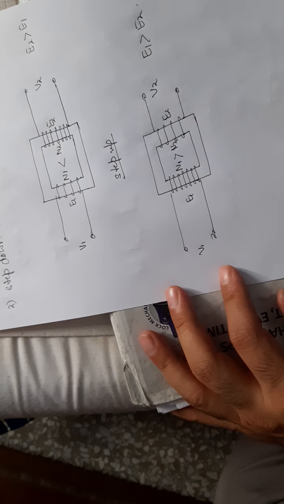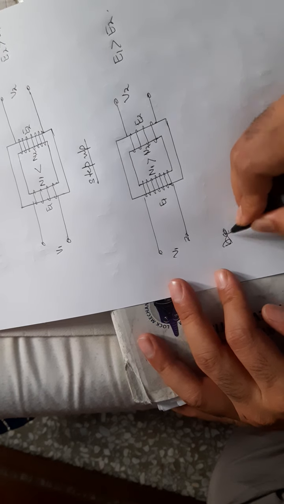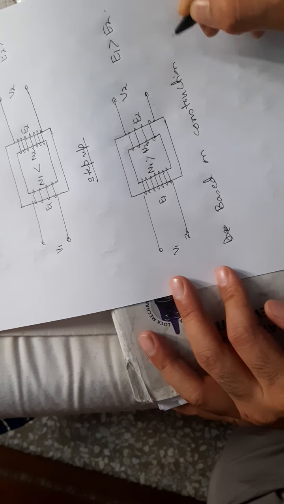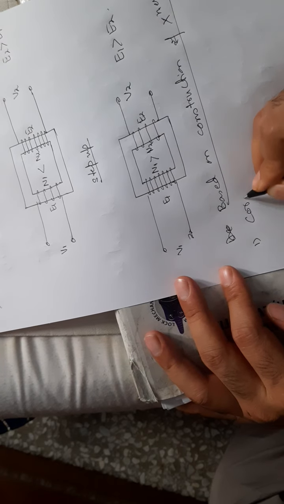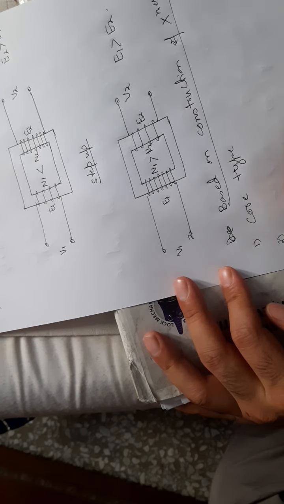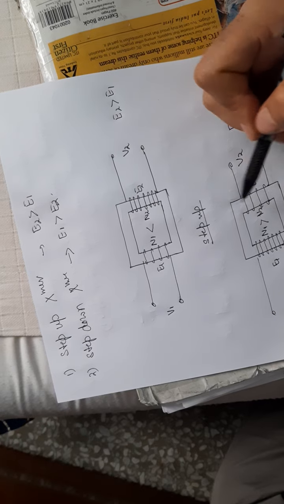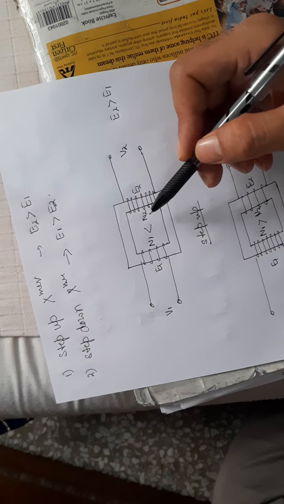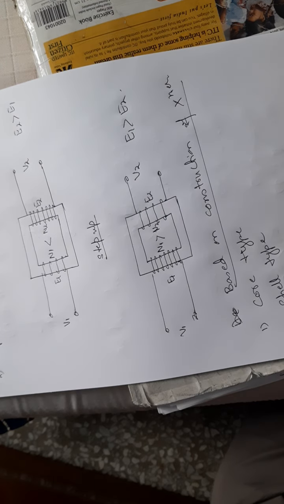Now I have another classification, which is based upon the construction of transformers. Here we have core type and second, shell type. For the type of transformer which we discussed so far with this diagram, where we have the primary winding on one limb and the secondary on another limb, whether it is step up or step down, these are called core type transformers.